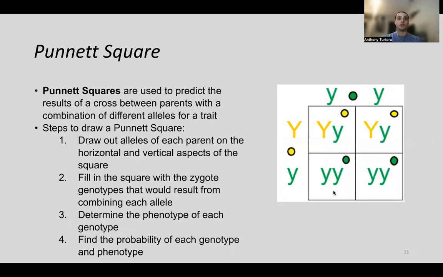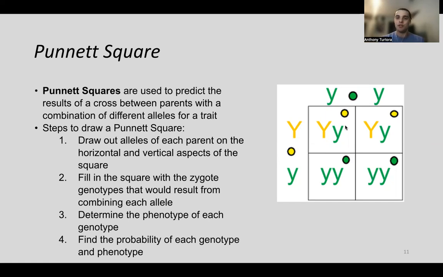So now the Punnett squares again. These predict the results of a cross between parents with a combination of different alleles for a trait. Like we did in the previous question, when drawing out a Punnett square, we first draw the square with 4 boxes inside. We draw out the alleles of each parent on the horizontal and vertical aspects of the square. Then we fill in the square with the zygote genotypes that would result from combining each allele, and then we determine the phenotype of each genotype.